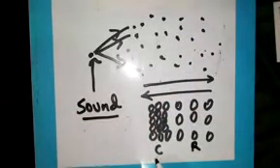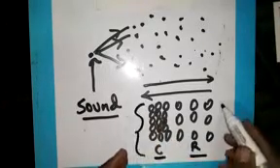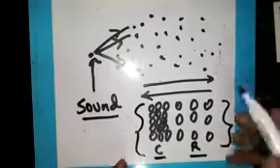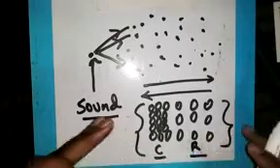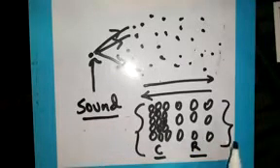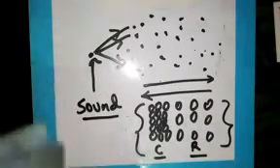First, it gives us compression and rarefaction, but also it does not change the shape of the medium. The shape remains the same, with the molecules spread, but in a sequence which is compression and rarefaction. Therefore, from here we can conclude that sound wave produces longitudinal wave.